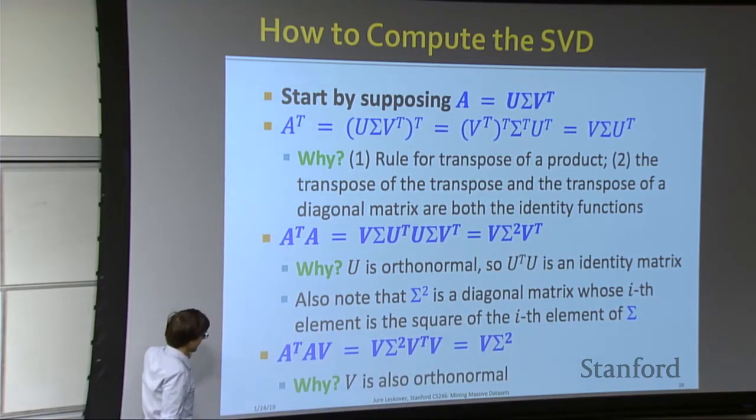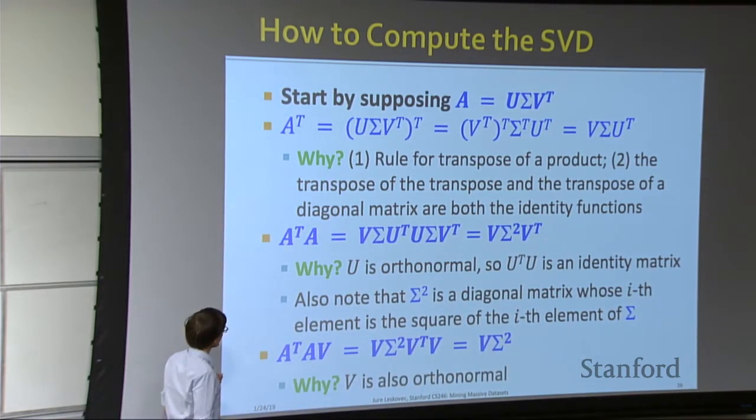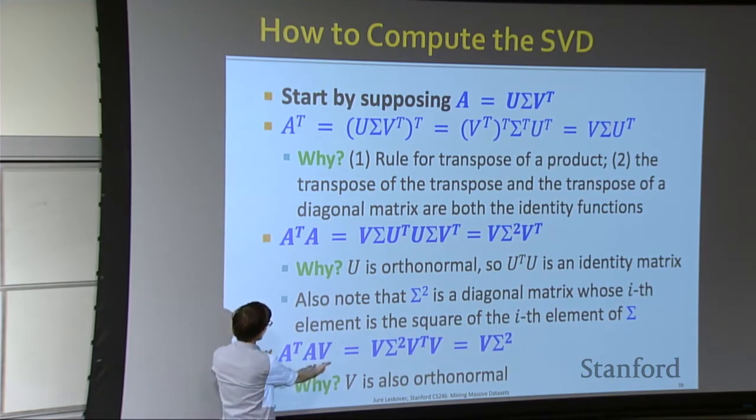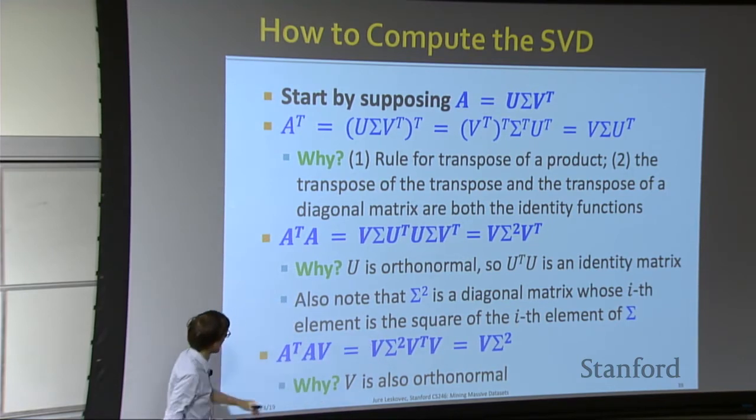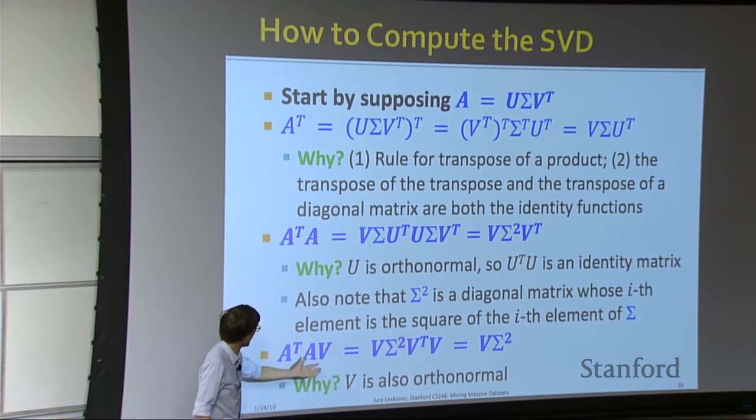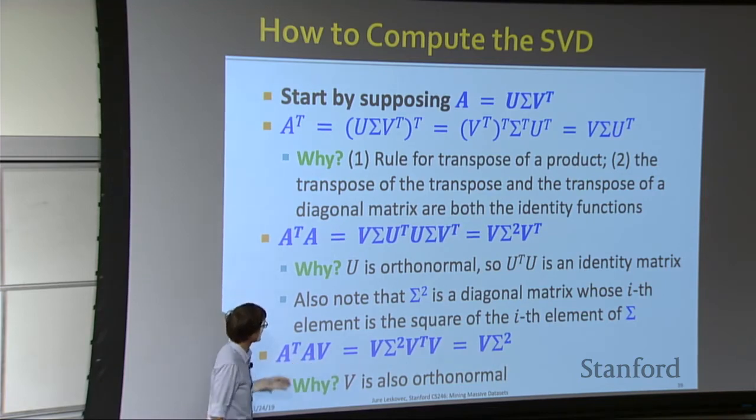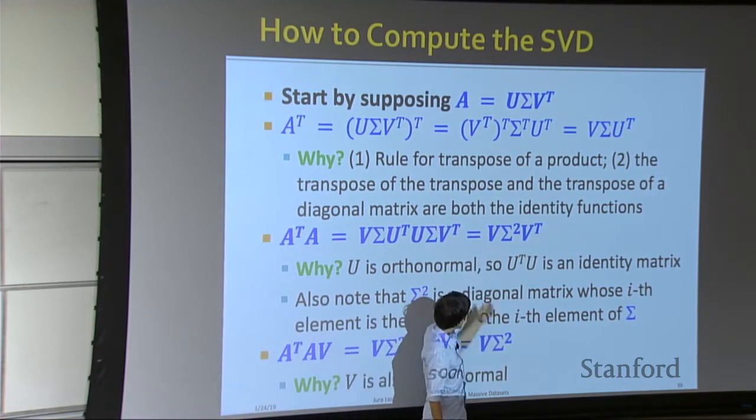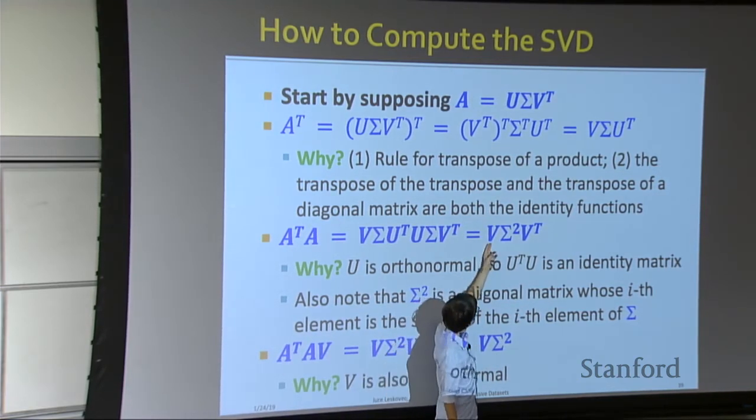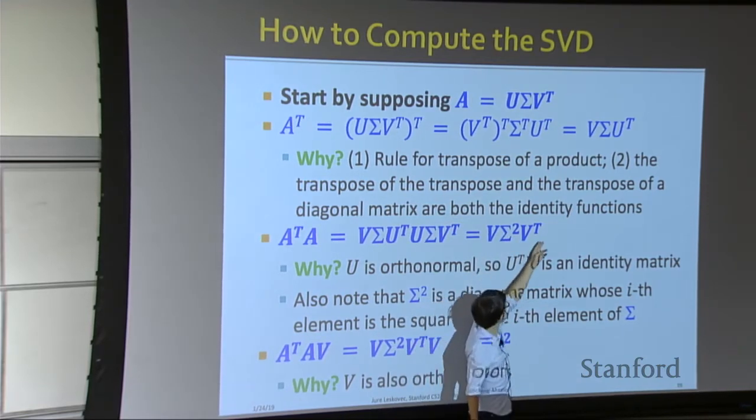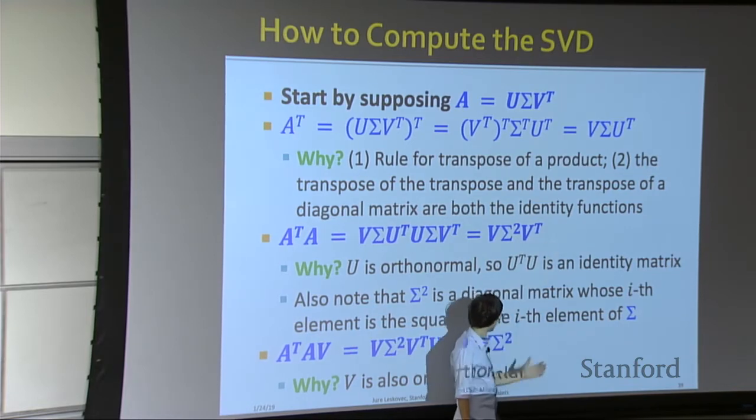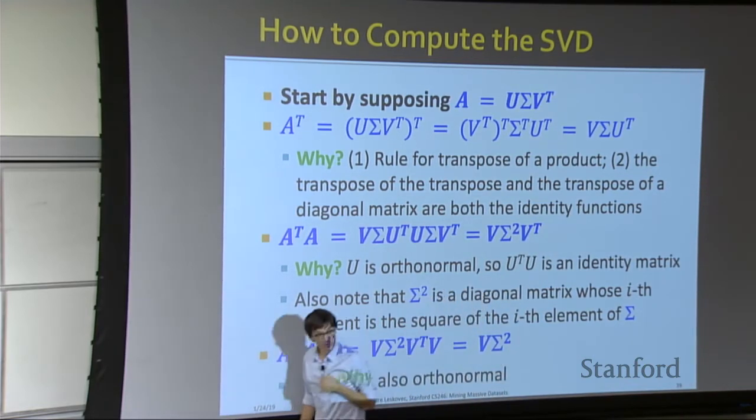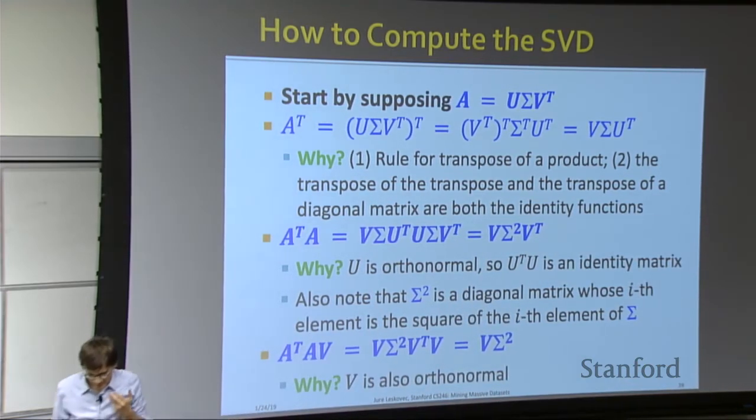Okay? What can I now do? I can take my A transpose A and multiply it from the left with V. If I do this on the left hand side, I get that. But on the right hand side, I get V, sigma squared. Here I multiply by V. Again, V transpose times V is an identity matrix, so this thing disappears.